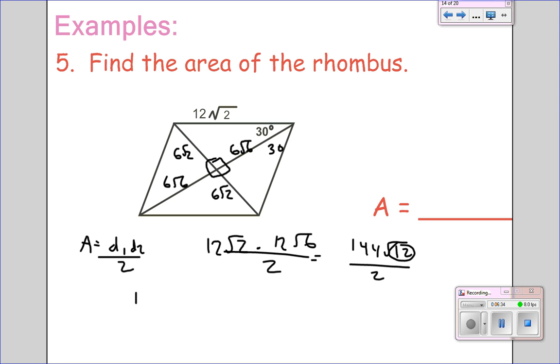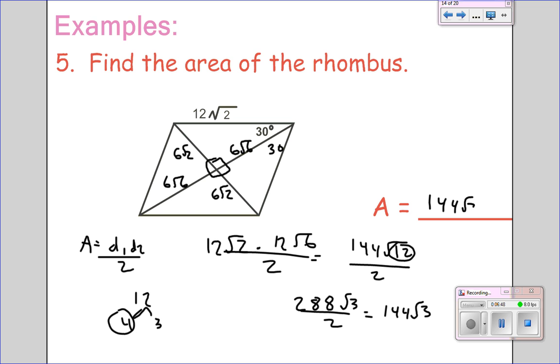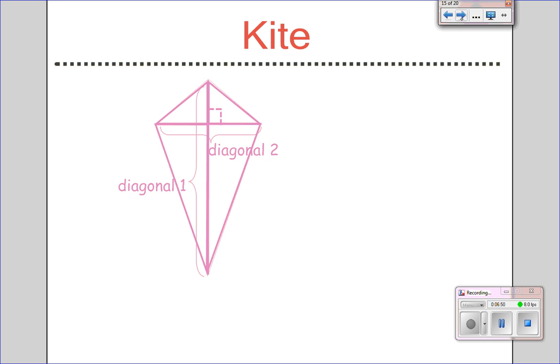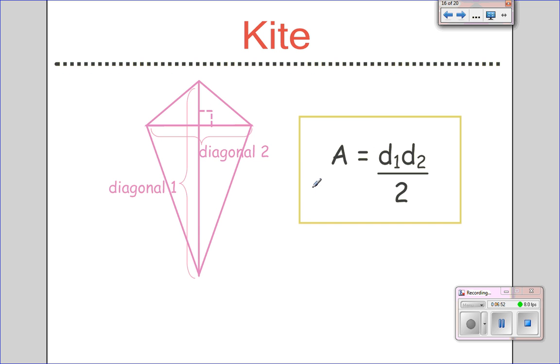So let's break down the root 12. The perfect square is 4, so we're going to pull out a 2. So it's going to be 144 times 2, so 288 root 3 over 2, which equals 144 square root 3 for the area of this rhombus. All right, last shape we're going to look at today is the kite. The kite actually has the same exact formula as the rhombus, diagonal 1 times diagonal 2 over 2.